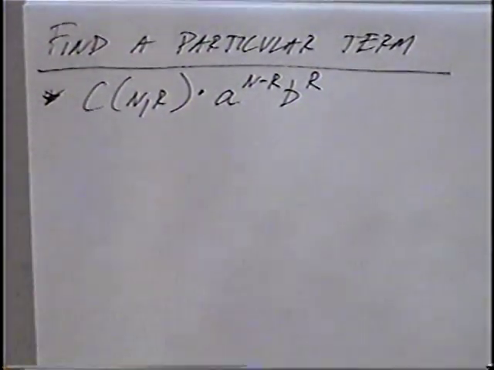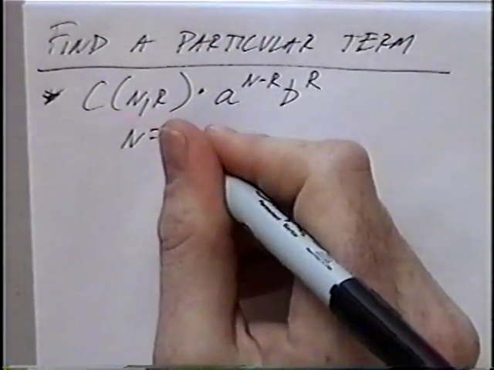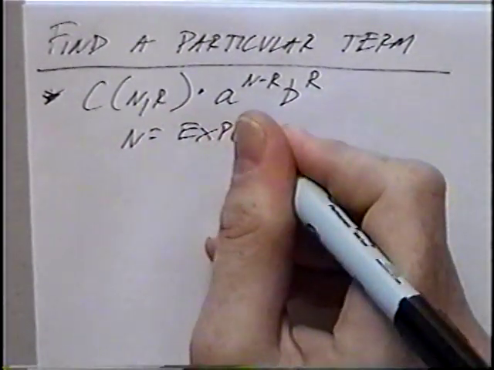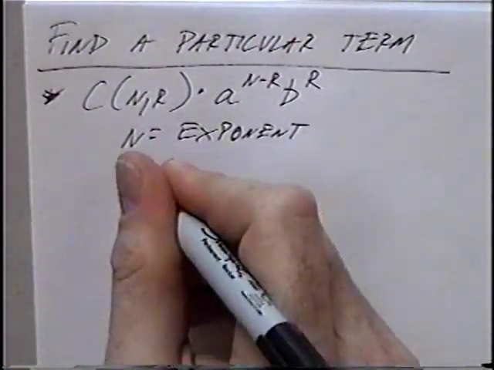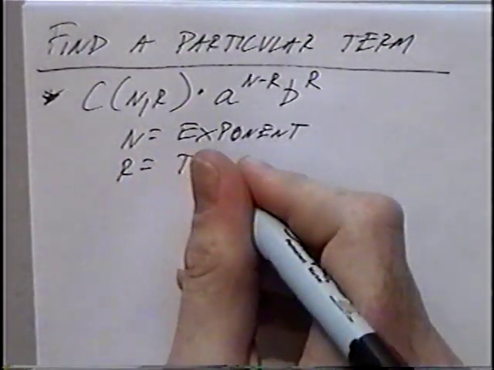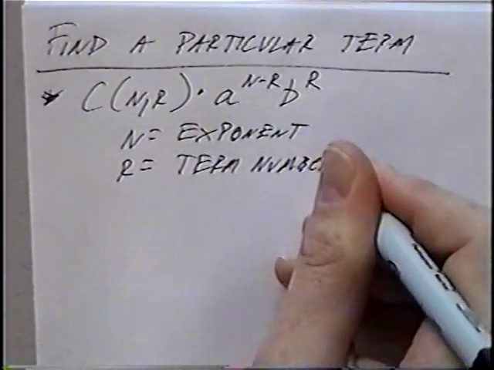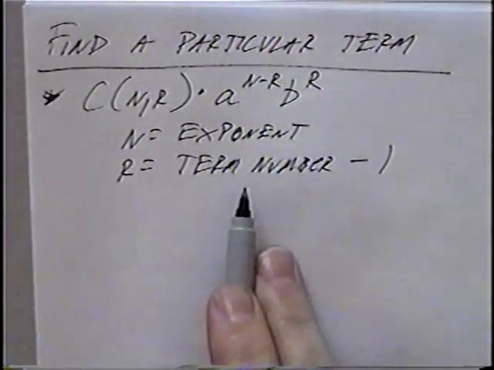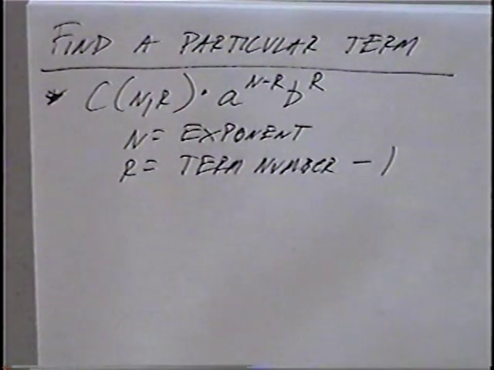Combinations we did in the previous chapter, the probability chapter. The two variables on this one, n, is equal to the exponent, which will be given in the problem, and r is the term number minus 1. So whatever the term number is, take away 1 from that, and that's what r would be.